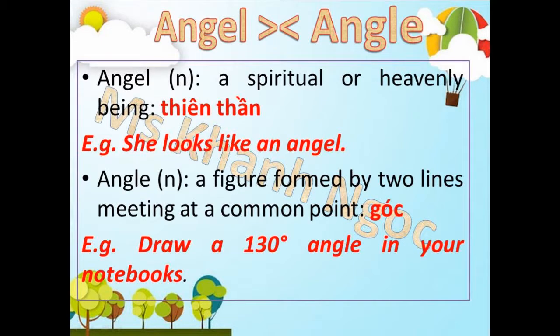So as you can see, the first pair is angel and angle. Angel is a spiritual or heavenly being. Example, she looks like an angel. Angle, a figure formed by two lines meeting at a common point. Draw a 130 degrees angle in your notebooks.